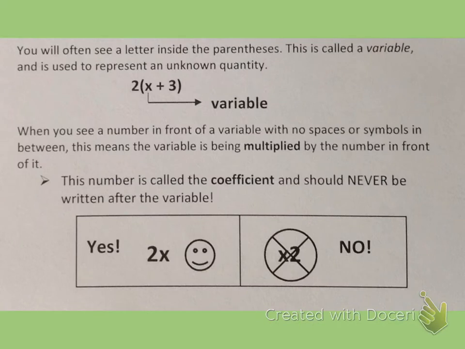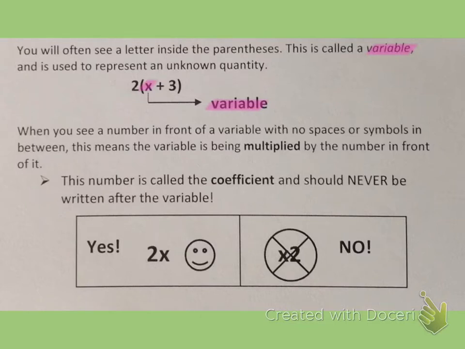You will often see a letter inside the parentheses. This is called a variable and is used to represent an unknown quantity. So in this little example here, we have a little x, that's a variable. The x represents an unknown quantity or an unknown value or an unknown number, kind of like a secret agent code name. So when you see a number in front of a variable with no spaces or symbols in between, this means the variable is being multiplied by the number in front of it.